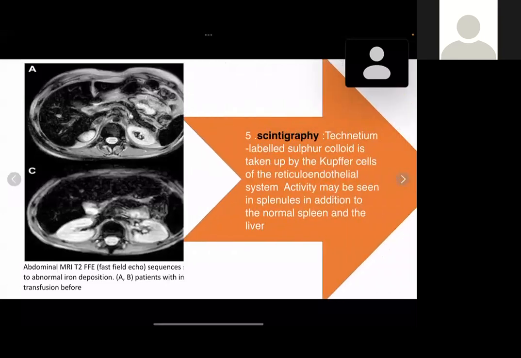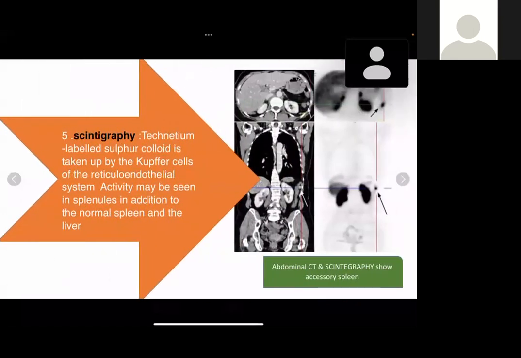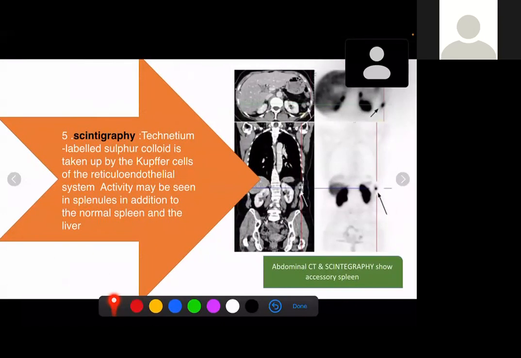In scintigraphy, we inject technetium-labeled sulfur colloid IV and we image with a gamma camera. This colloid will be taken up by the Kupffer cells of the reticuloendothelial system, and the activity can be seen, for example, in the spleniole in addition to the normal spleen and liver. This is an axial CT scan showing the spleniole, and this is the spleniole by scintigraphy. Here is a coronal CT scan showing the accessory spleen, and this is also seen by scintigraphy.